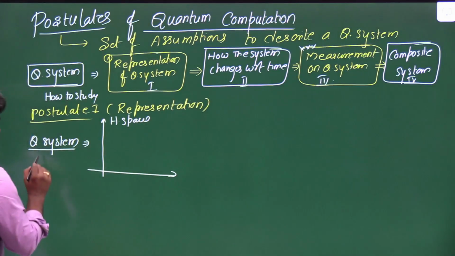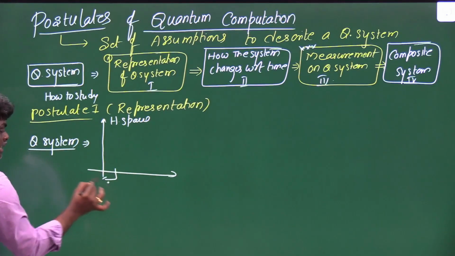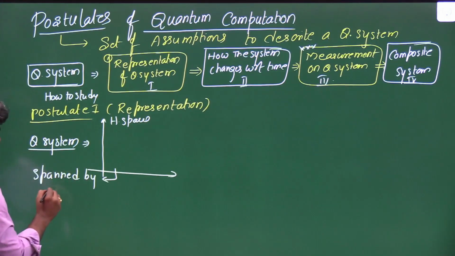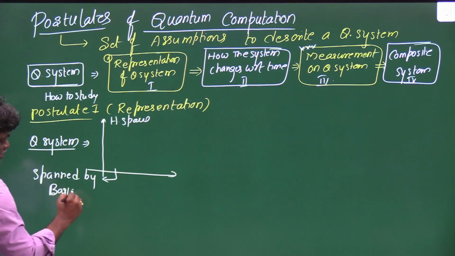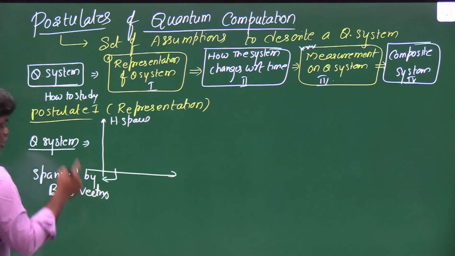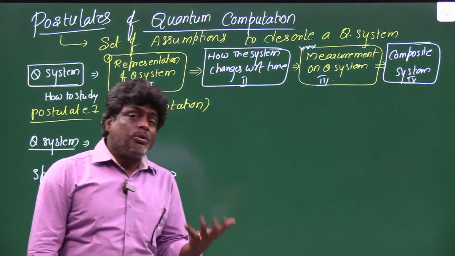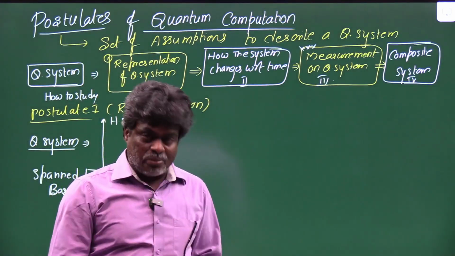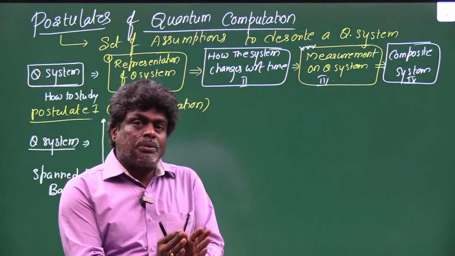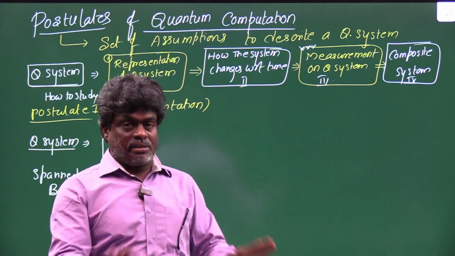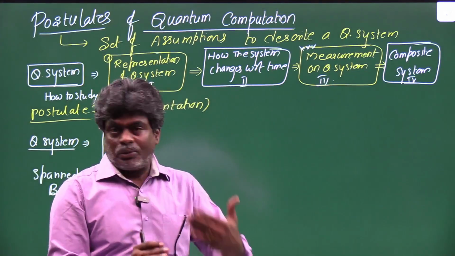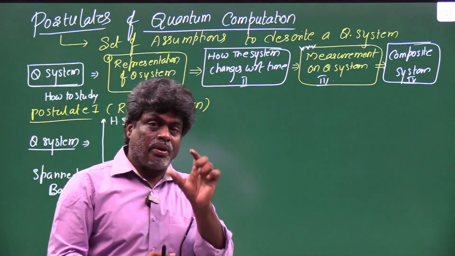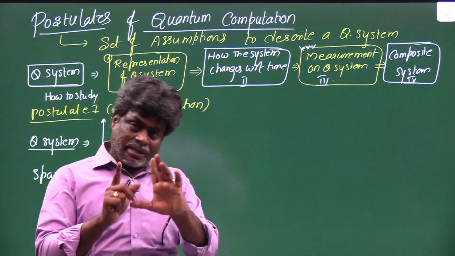Now let us suppose this Hilbert space is spanned by basis vectors of the system. Am I right? Sir, how do you know basis vectors? That's the problem. We have to first assume in which basis you are going to construct the system. Z basis, okay, proceed. Or X basis, okay, proceed. First we have to set in which basis states we are going to express the system. Is that clear?